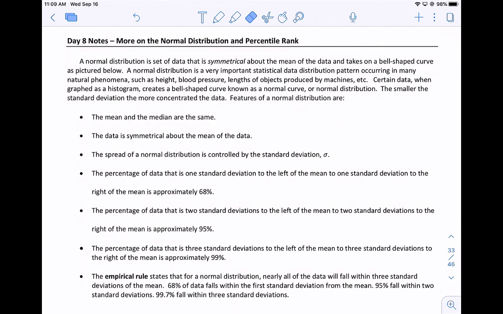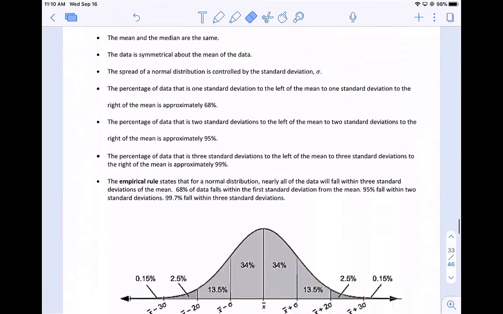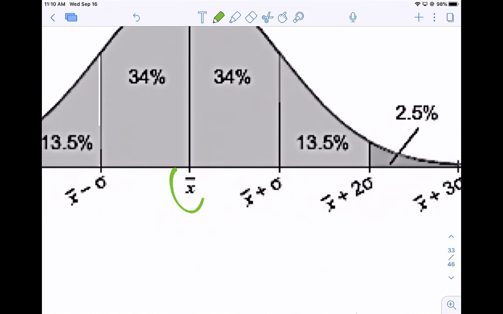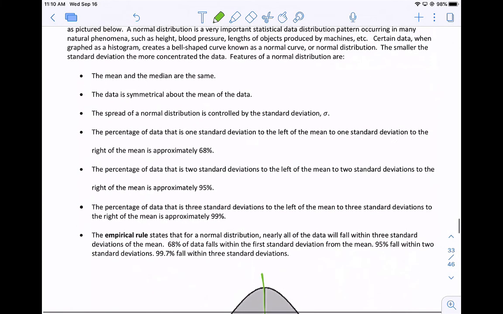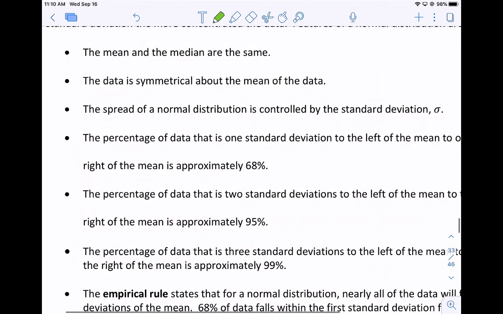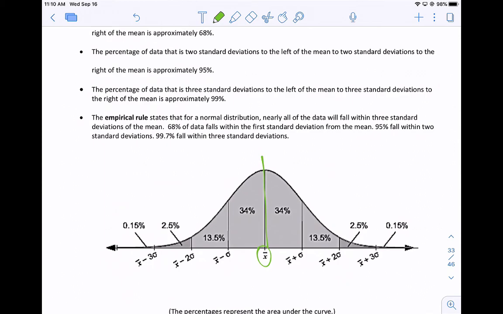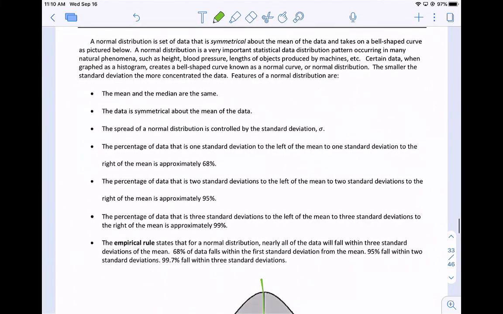Here are features of a normal distribution. Number 1, the mean and the median are the same. All right, so this line down the middle, here's the symbol X bar. This means mean, but in a normal distribution, it's also the median as well. The data is symmetrical about the mean, so it's a mirror image, and the mean is like the mirror. The spread of a normal distribution is controlled by the standard deviation. So that symbol right there, standard deviation, we've talked about spread of data.